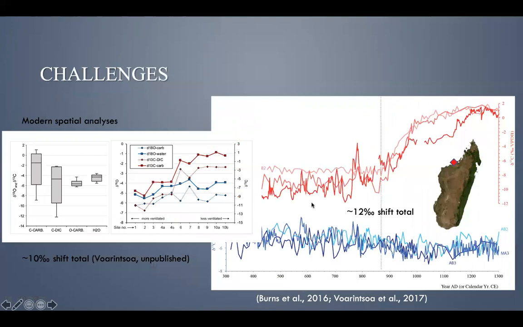However, the C3 and C4 vegetation interpretation is challenged, especially if we look at this 12 permil shift, because recent research that I've performed in the same cave, looking at the spatial distribution of delta 13C in modern carbonates, also showed this 10 permil difference between one location to another. And as I mentioned earlier, there could have been other factors other than vegetation. There are also some other microfactors in the cave that could drive changes in delta 13C.